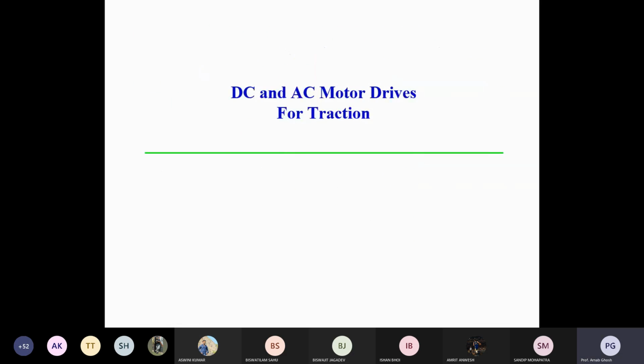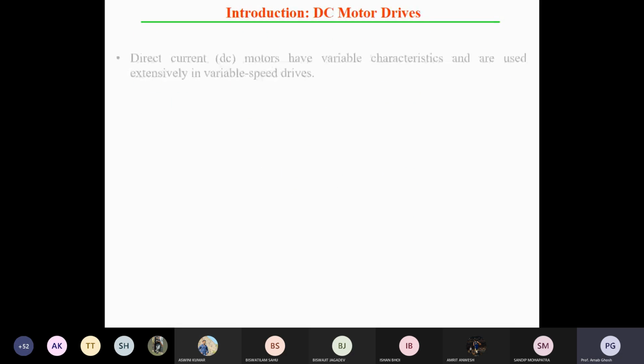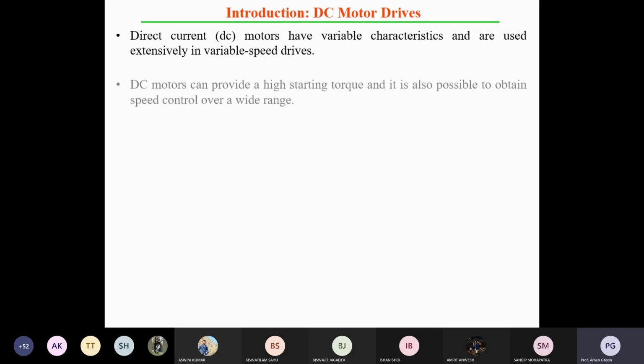Then DC and AC motor drives for the traction. So different power electronics control methodologies are there. So how do we control them? What are the power electronics control strategies? First we are discussing DC motor drives.